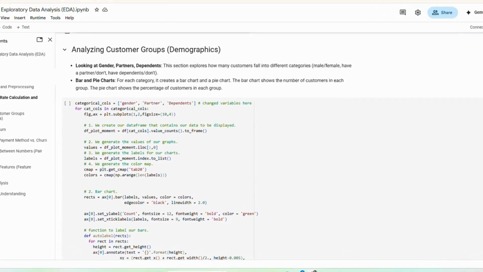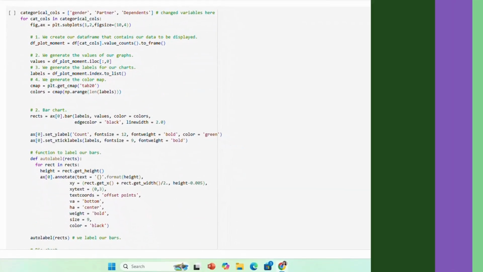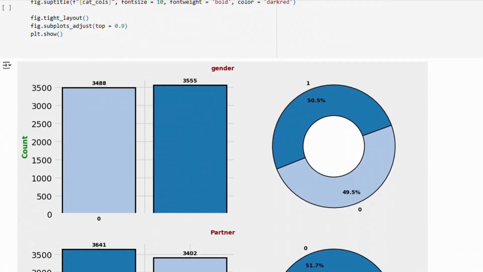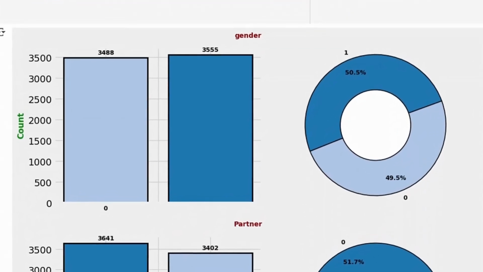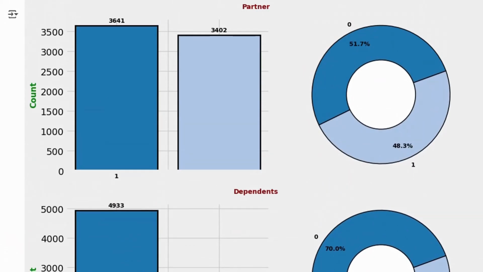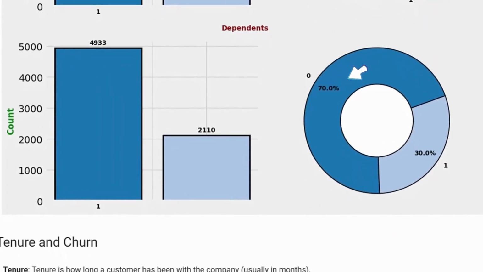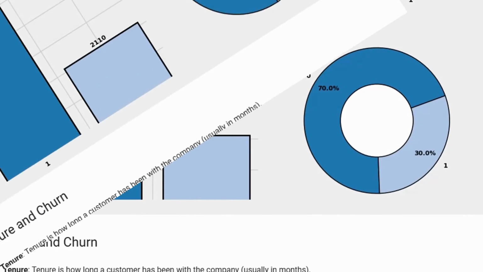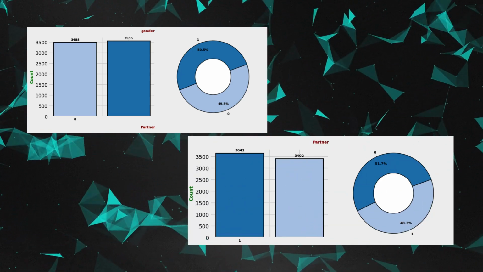Now, let's look at customer demographics. How do factors like gender, having a partner, or having dependents impact customer distribution? Gender. The customer base is split almost evenly, around 50.5% to 49.5%. Partner status. Slightly more customers have a partner, 51.7%, than those who don't. Dependents. A clear majority, around 70%, do not have dependents. So, while gender and partner status are fairly balanced, most customers seem to be independent, which might influence their subscription choices.